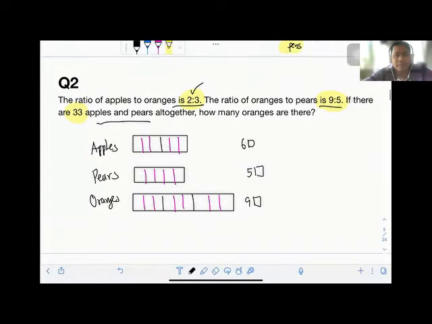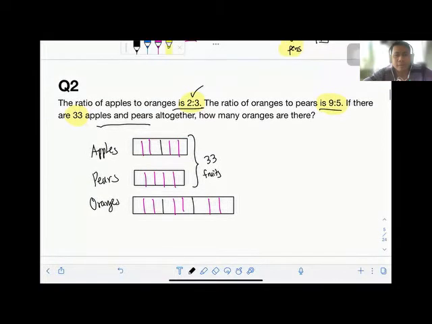Okay. So apples and pears is 33. Sorry, naka-mute po kayo. Okay na. Okay po.